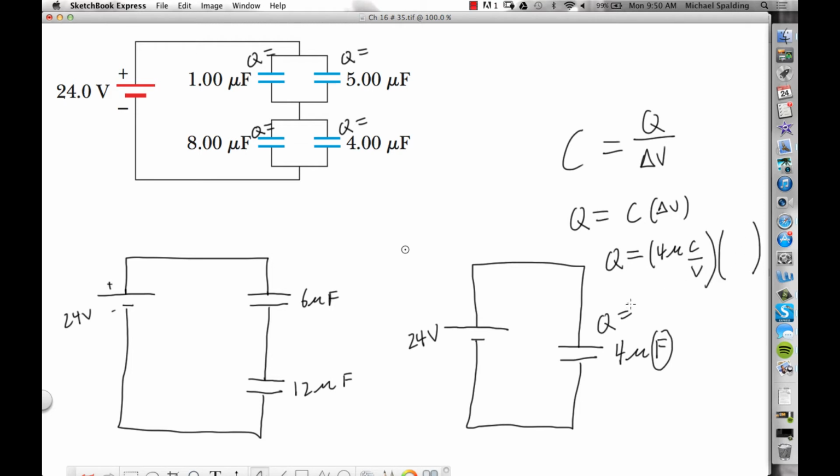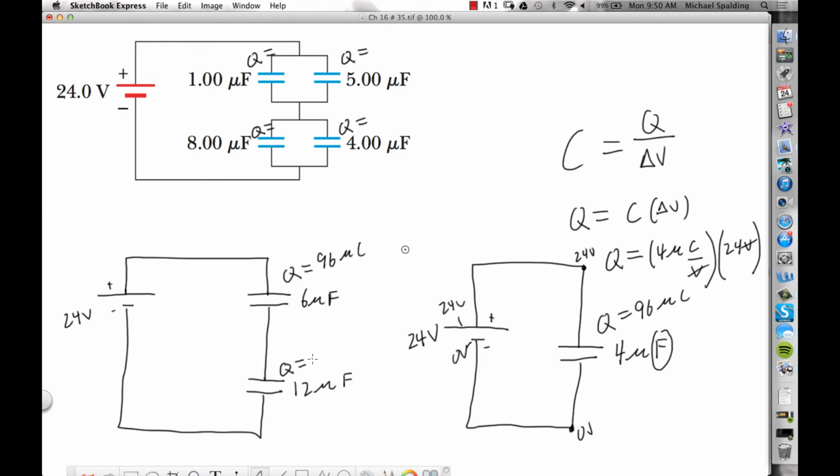Now, how many volts are across this capacitor in this last diagram? It's 24, right? Because positive plate, negative plate, the positive plate's 24, negative plate is 0. So over here, we have 0 volts. Up there, we got 24 volts. So there's 24 volts across that capacitor. The volts cancel, and we end up with 96 microcoulombs. All right, so that's the charge on that simplified capacitor, which tells me the charge on this guy and the charge on this guy must be 96.